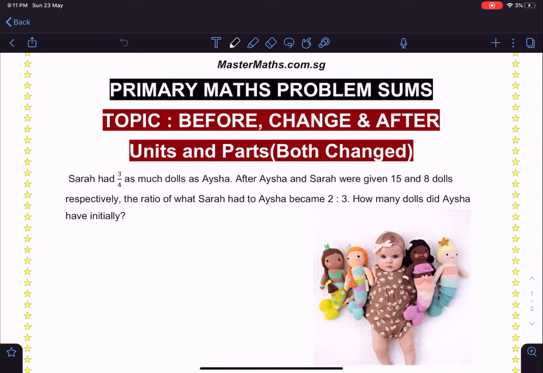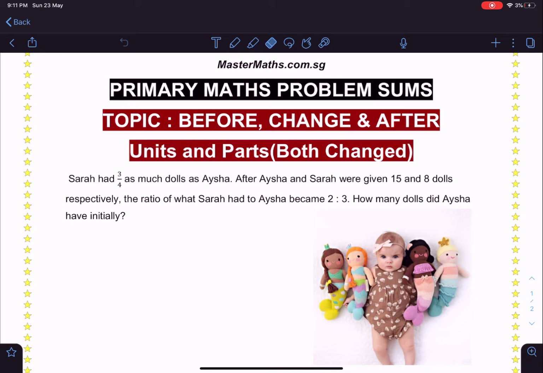Now this one here, both quantities have changed by unequal amounts. So they have changed, they have probably increased, okay, by different values. Alright, so in such a case we have to employ the units and parts method.